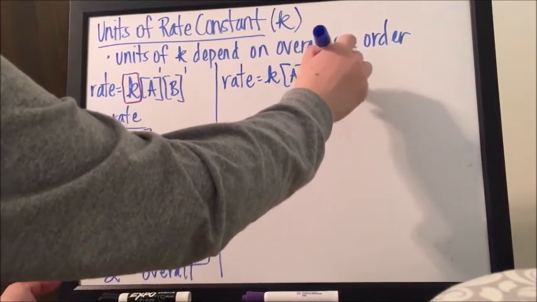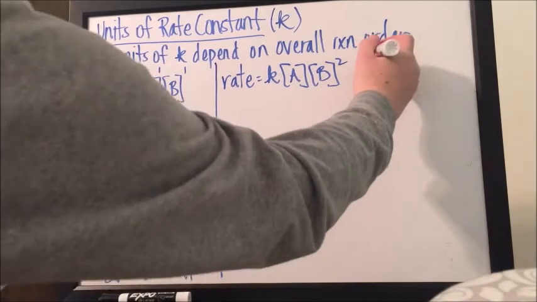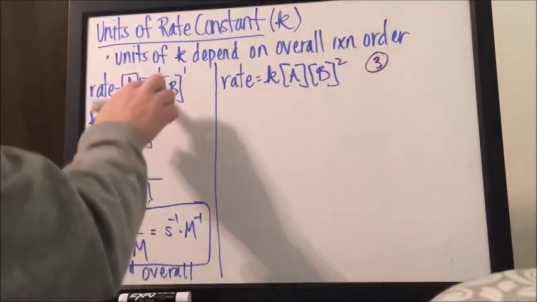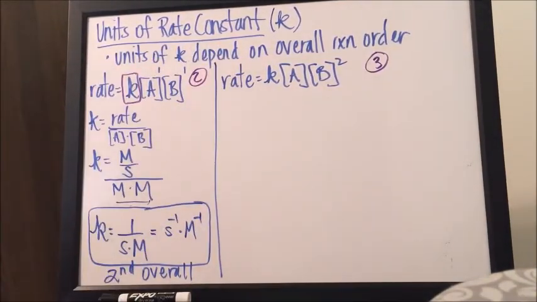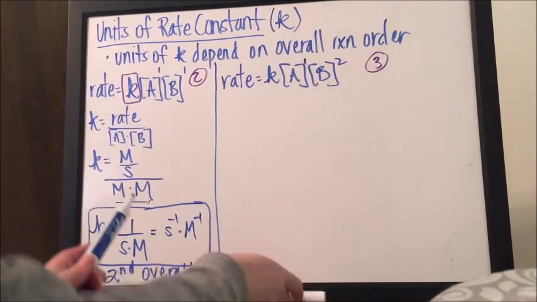Let's say this time we have this. So first of all, overall reaction order is 3. I should have done that over here. Overall reaction order was 2. Okay, we're getting the 3 from the 2 and the 1. All right, again, let's solve this for K.